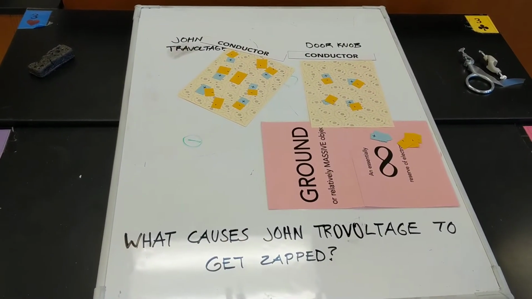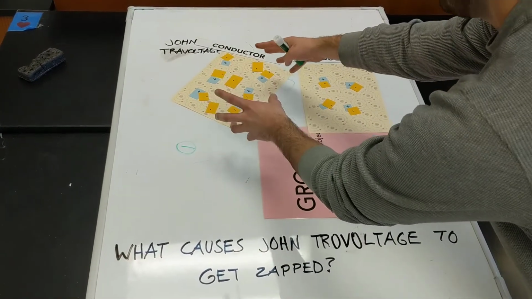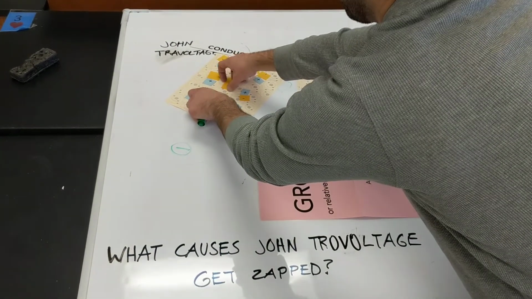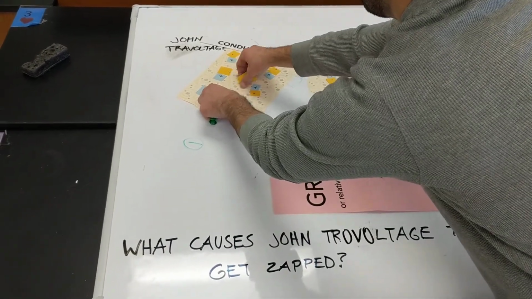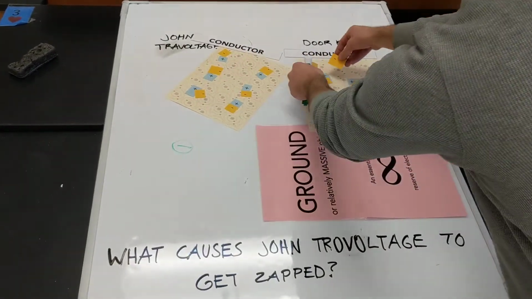Now, the general rule of nature is that nature likes to be chill, so if you have a lot of electrons here, they kind of want to even out. So automatically, these electrons, since they can travel through a conductor easily, are going to jump from John Travoltage to the doorknob.